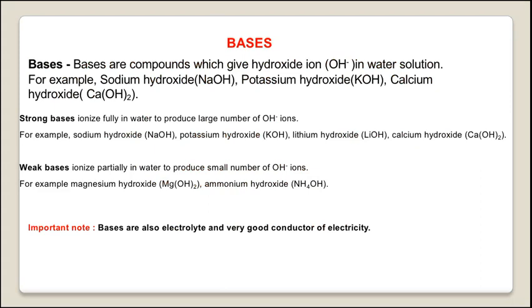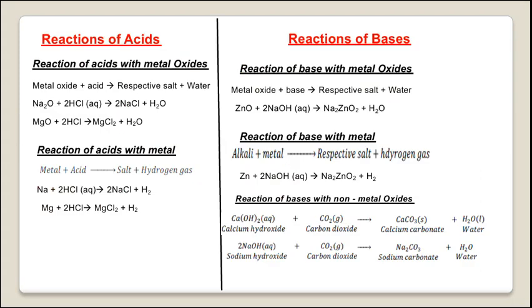Bases are very good conductors of electricity, as we have seen in acids also. We can do the same experiment with bases. We take the base, iron nails, bulb, switch, battery. As soon as the switch is on, the base will allow electric current to pass through it and the bulb will start glowing. Thus, acids having H plus ions are good conductors of electricity, and bases having OH minus ions are good conductors of electricity.